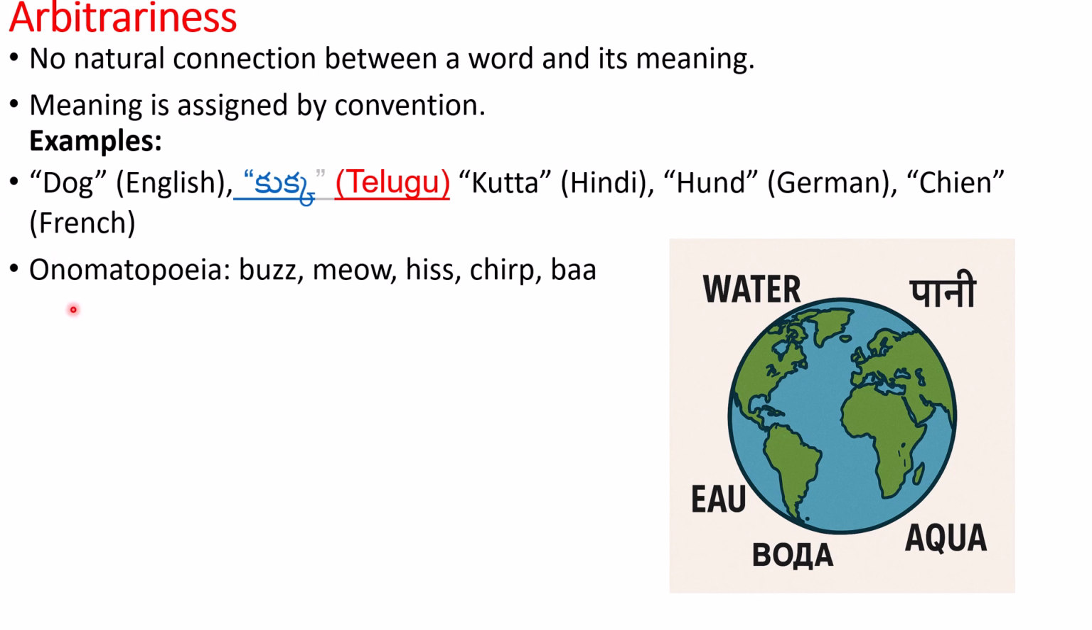Here we can see onomatopoeia words. Onomatopoeia words are those which imitate sounds. They are present in the majority of contemporary languages. Buzz, the sound made by a bee; mew, by a cat; hiss, the sound made by a snake; chirp, a bird sound; baa, a cry of a lamb. These are onomatopoeic words.